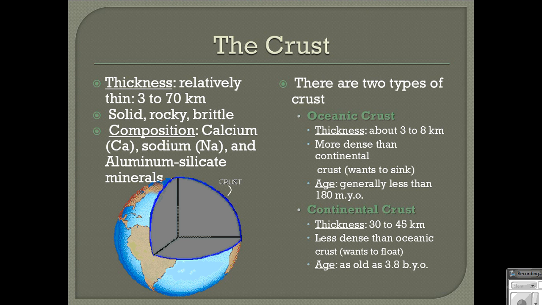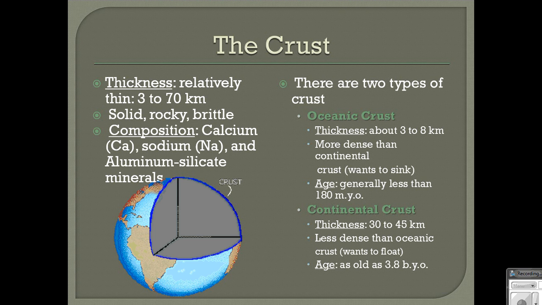You'll see that it's generally less than 180 MYO, which means millions of years old. So it tends to be the younger crust. And as we move further on and start talking about plate tectonics and the age of our crust, you'll understand why oceanic crust is a little bit younger. So that's something we'll come back to a little bit later in the semester.